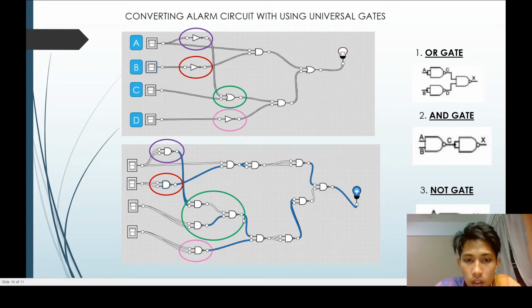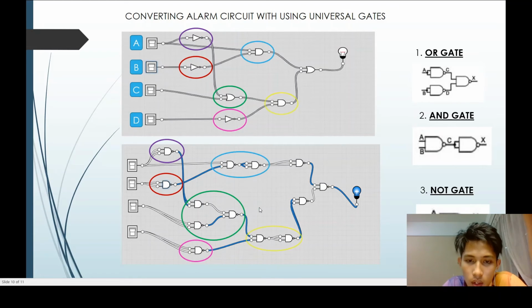So the next one is the pink circle, which is a NOT gate. Same as just now, we only replace it with the NAND gate, but the input is still the same. Both inputs must be the same, which here we can see is D. So both inputs here are connected to the same input, which is D.